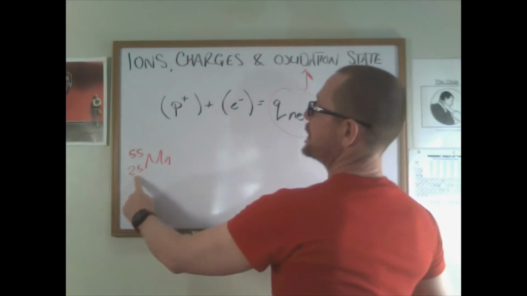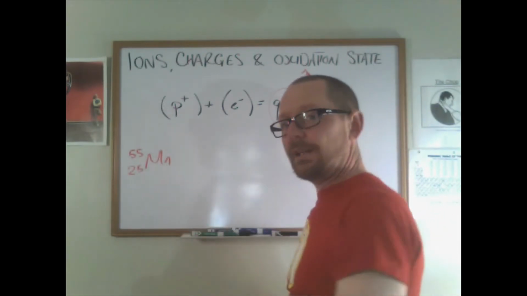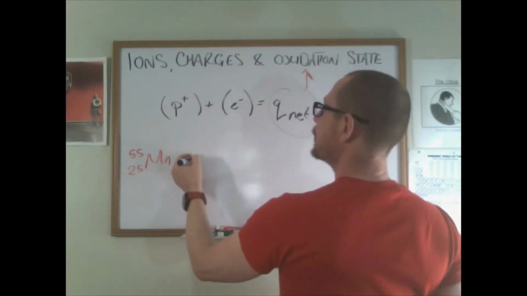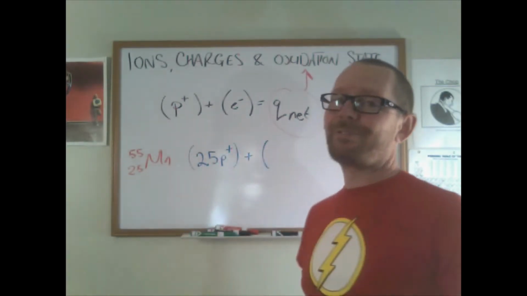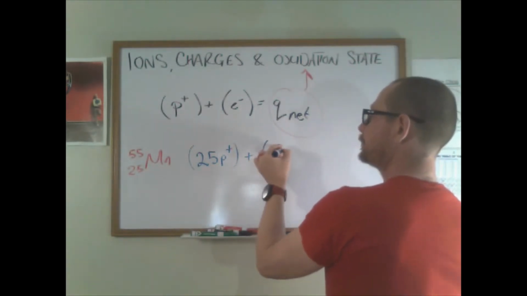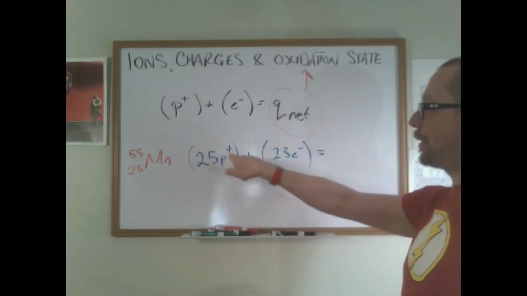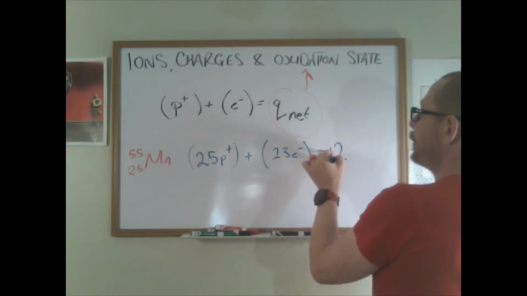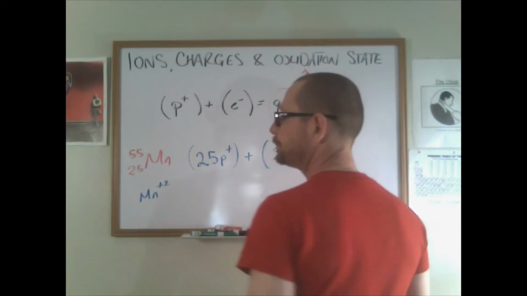This 25 is always going to be there. So I'm always going to have 25 p plus. Can't change that. But I can have various different amounts of e neg. I can have 23. When that happens, 25 positives and 23 negatives, I've got an extra 2 positives remaining. So that would be Mn plus 2.